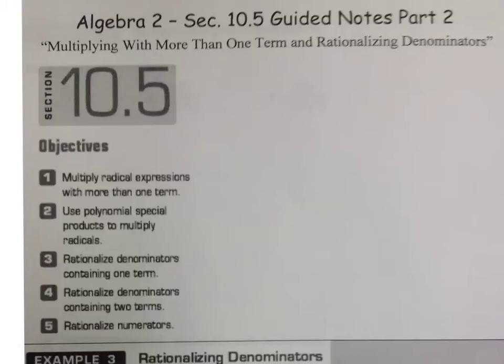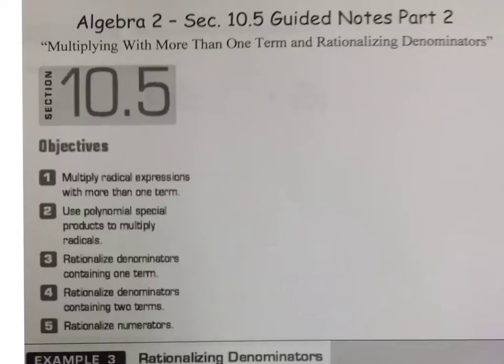This is section 10.5, part 2, multiplying with more than one term and rationalize denominators. I'm actually not going to go through this whole packet today because, after looking at it, I think we need to split this up into another part. So I'm going to make a part 3. Today, our objective is just to go through rationalizing denominators containing one term. We will do number 4 in the next section.